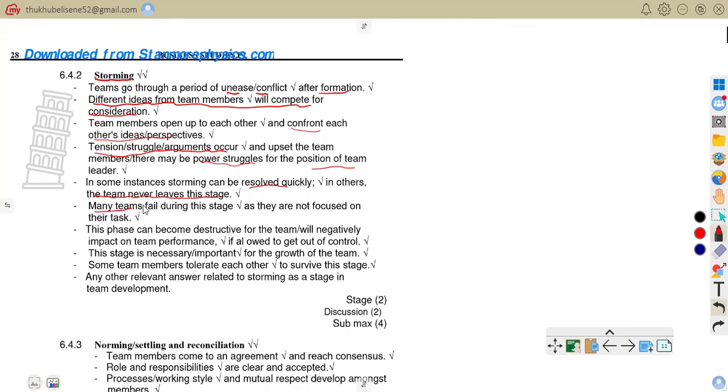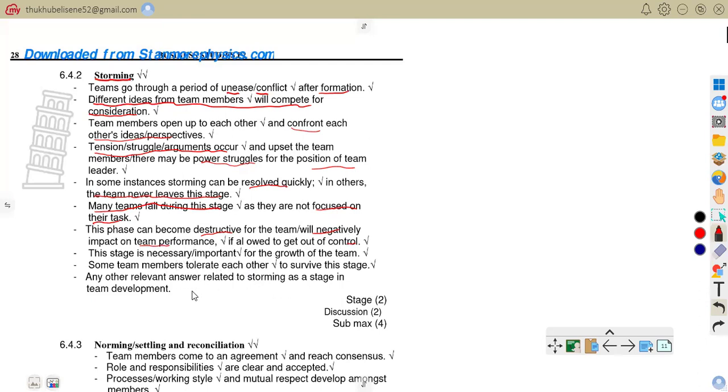Many teams fail during this stage because they are not focused on their task. Many teams, like they've said, don't leave this stage. This phase can become destructive for the team and will negatively impact team performance. If allowed to get out of control, this stage cannot be effectively managed, and that is where it is going to affect the team's performance.